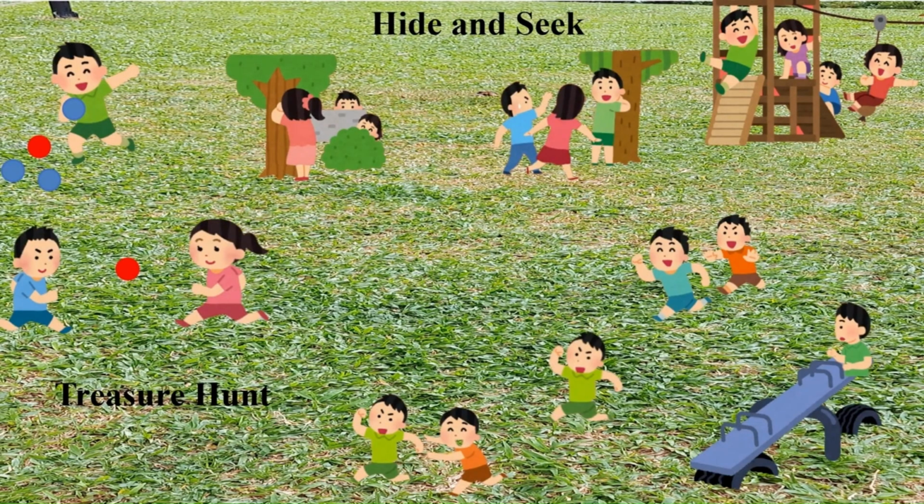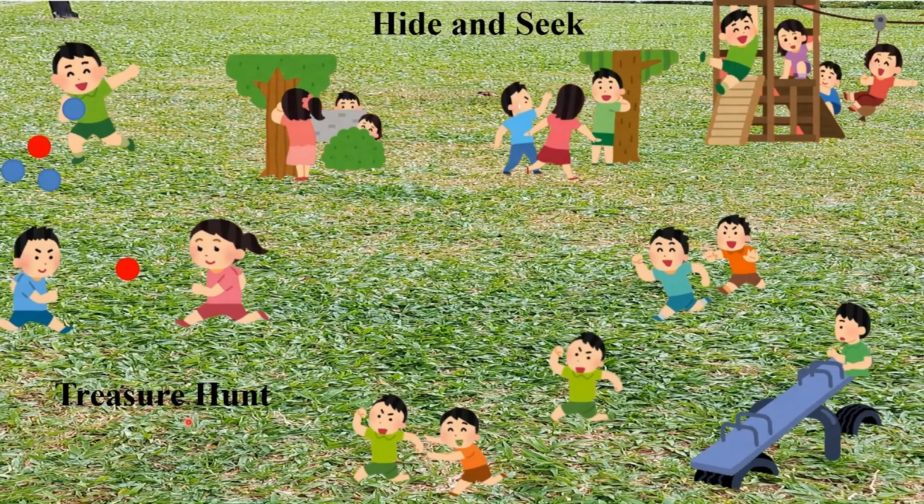The next 2 types of games which we are going to talk about is hide and seek and treasure hunt. Now hide and seek, otherwise also you know how to play. Here in hide and seek, you use all the position words that you have learned so far while hiding. You can see some children hiding here. You can see some kids running. Some are playing with balls.